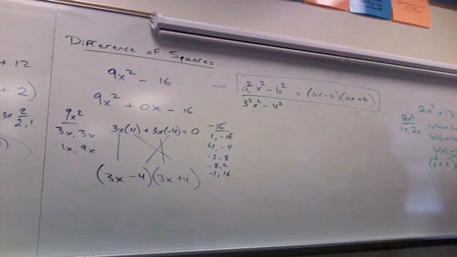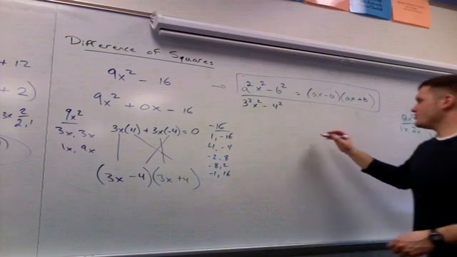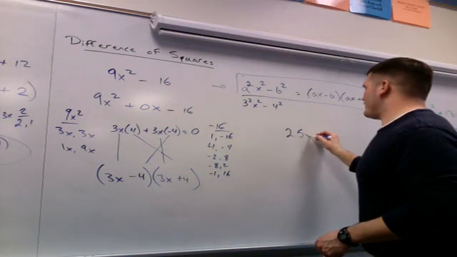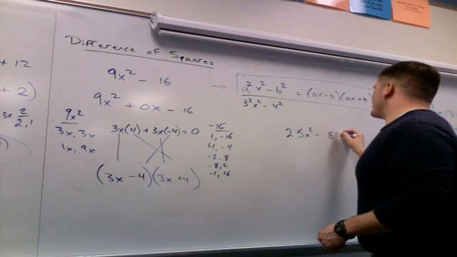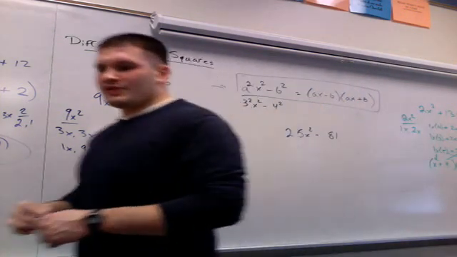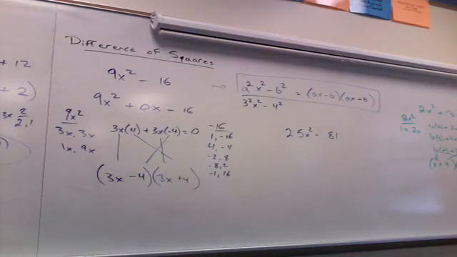You guys want to try one of those on your own? Sure? Okay. Let's do 25x squared minus 81. Michael, you're ruining everybody else's fun. 25x squared minus 81. Looking forward to factoring that. You know you were. Okay, try it out. Take a little bit.